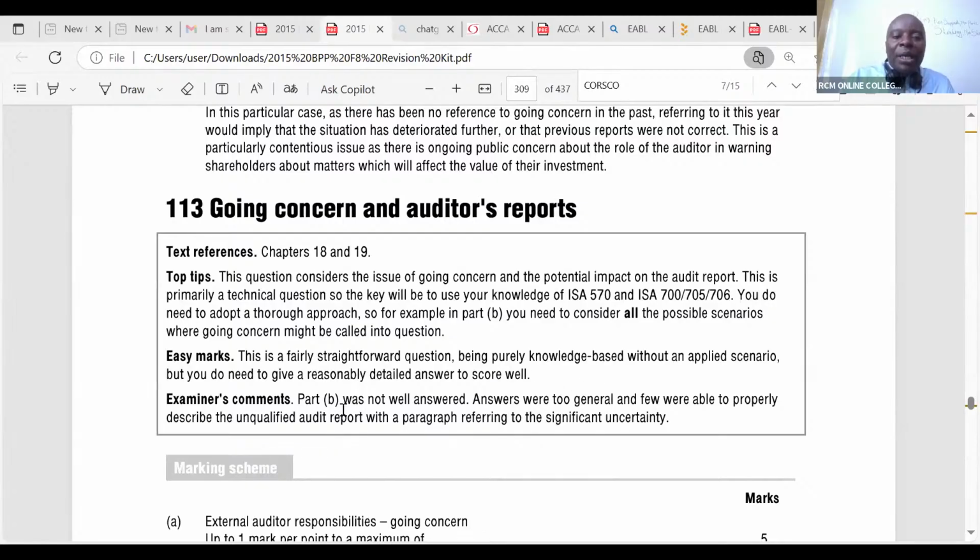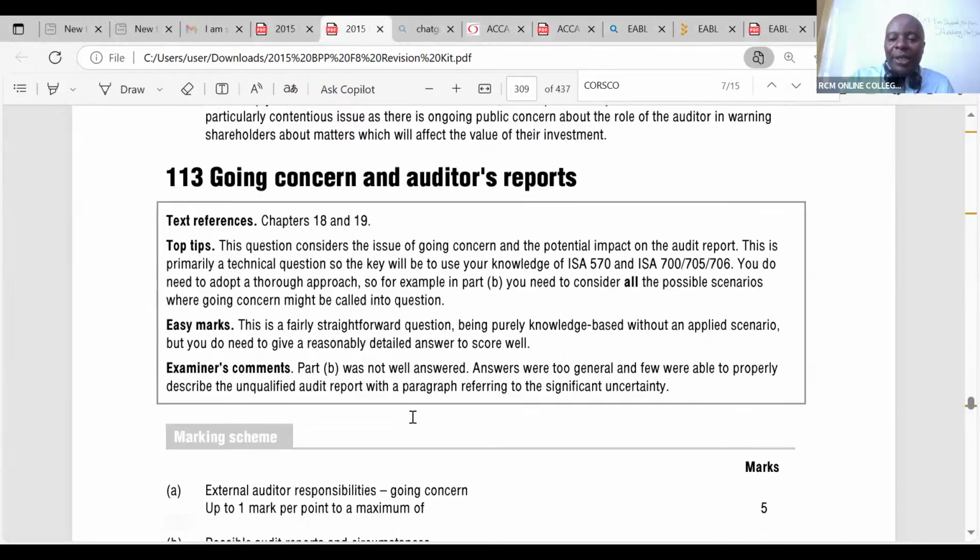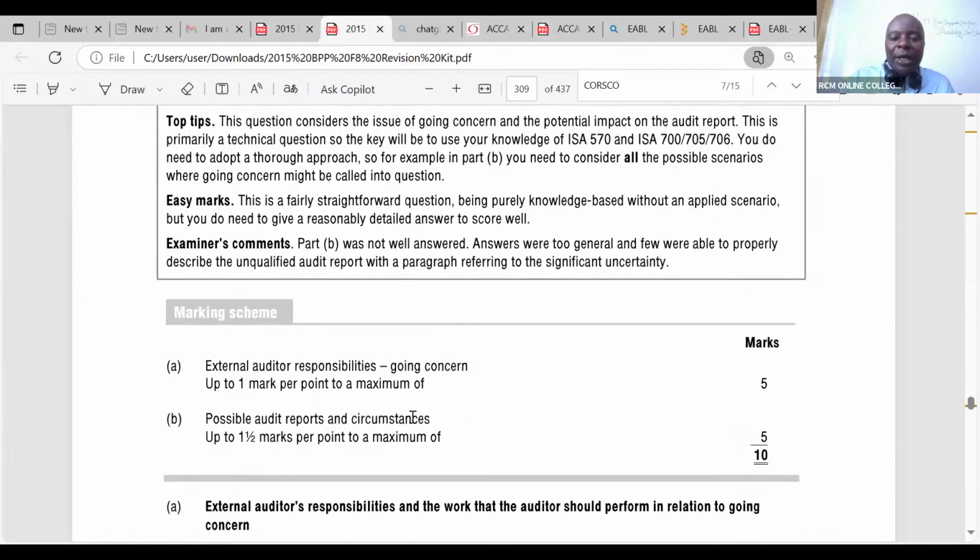Examiner's comment: part B was not well answered. Answers were too general, and few were able to properly describe the unqualified audit opinion with a paragraph referring to the significant uncertainty. All right.